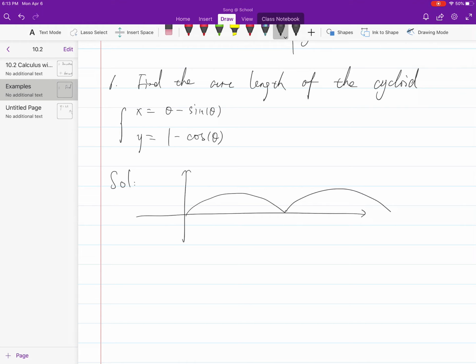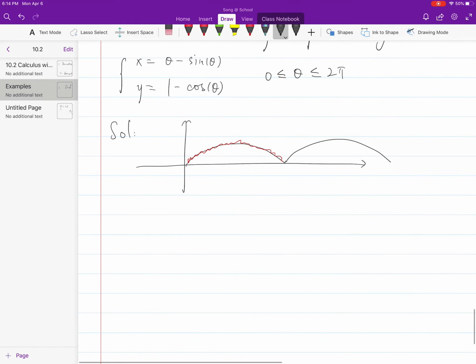Again, let's draw the graph. Let's put one complete cycle. Or you can put anything if you want. Okay. We wonder how long is this arc from here to here. Okay, this will be the circumference of the tire. So this one is definitely going to be longer than that. That's for sure, because it's the arc.